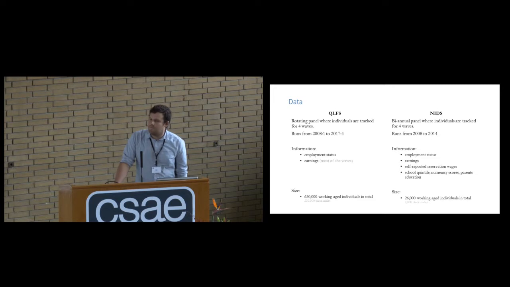The downside of the QLFS is we don't have as many interesting variables that we can play around with. And that's my motivation for, at the end, moving over to NIDS. But my reason for not starting with NIDS is, I think, pretty straightforward: I won't have enough sample size, and also I'm fearful that only being able to see someone every 2 years will make the short-term transitioning kind of less dramatic there. Okay.